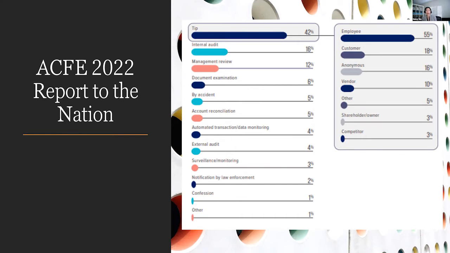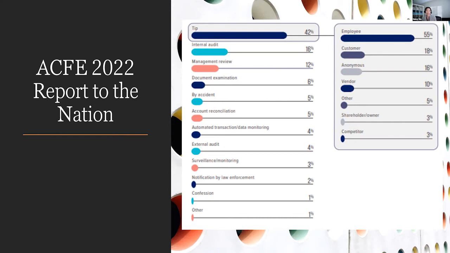This one shows how fraud activities are initially detected. Frauds are detected, for example, through a tip 42% of the time. It's a very powerful anti-fraud tool. That's why people always talk about getting your hotline in place. Reconciliations: fraud is detected through reconciliation activity 5% of the time, and it is among the top 10 methods of fraud detection.